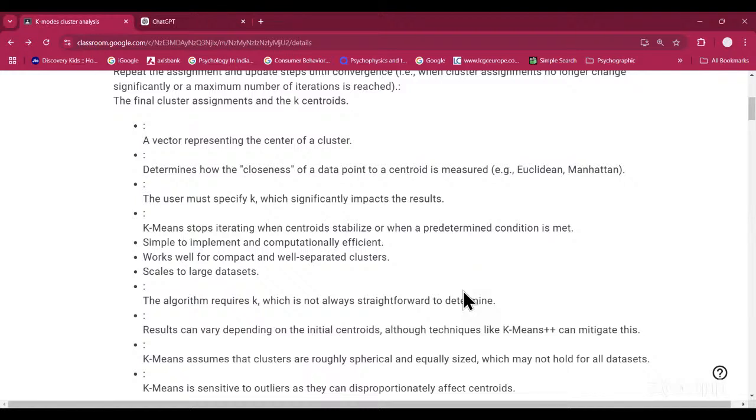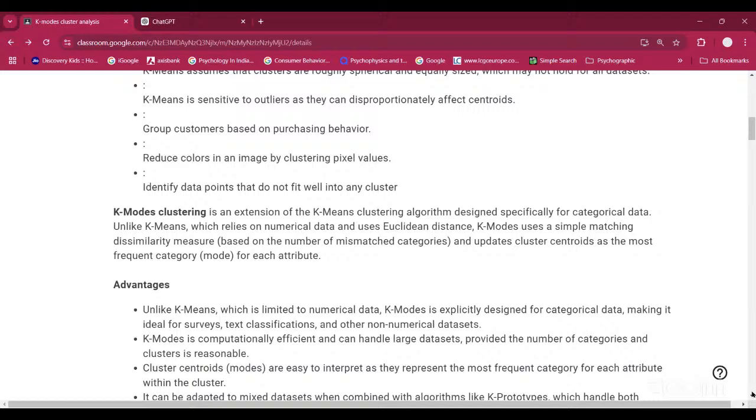K-means assumes that clusters are roughly spherical and equally sized, which may not hold for all datasets. For example, you have data and that data has some outliers. Then k-means will not be applicable. Okay. Therefore, when k-means is not applicable, then you can use k-modes clustering.